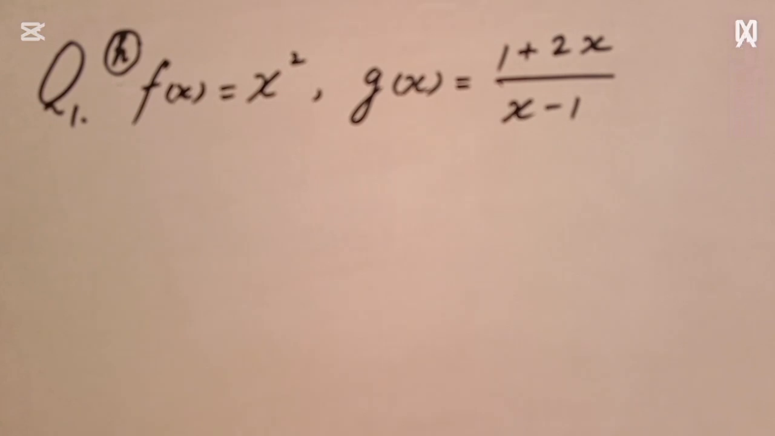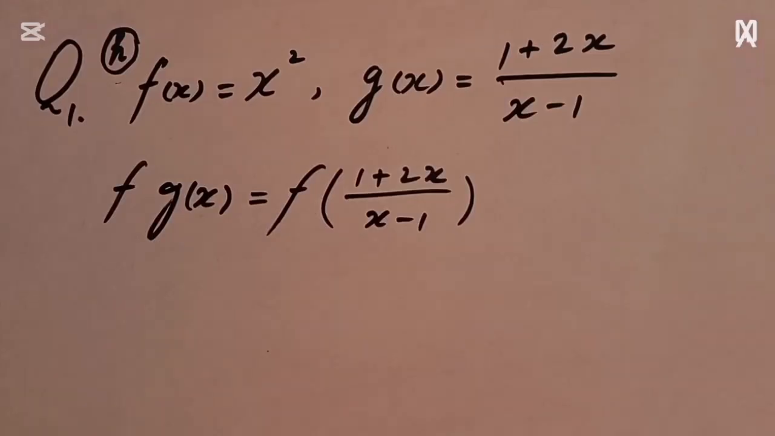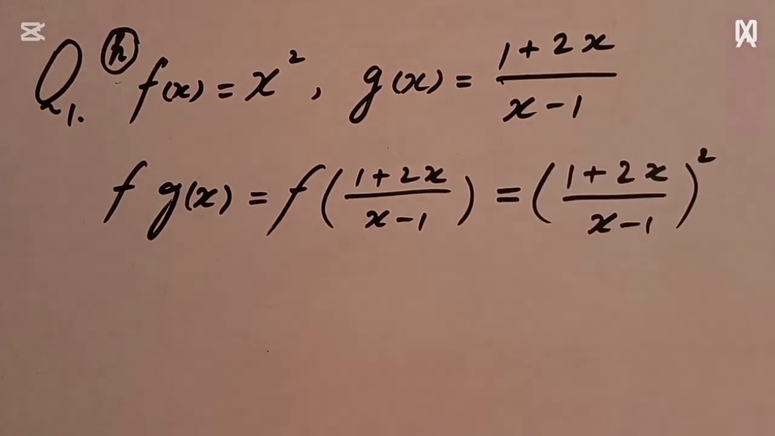In this part, f(x) equals x square and g(x) equals (1 plus 2x) by (x minus 1). To find f of g(x), equal to f of (1 plus 2x) by (x minus 1), it is equal to ((1 plus 2x) by (x minus 1)) whole square. Why? Because f(x) is given as x square. This is how we have found f of g(x).